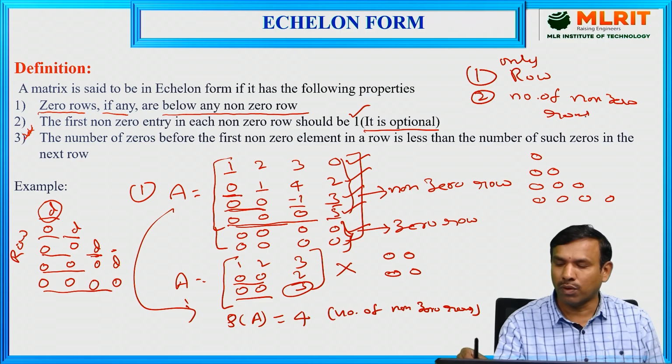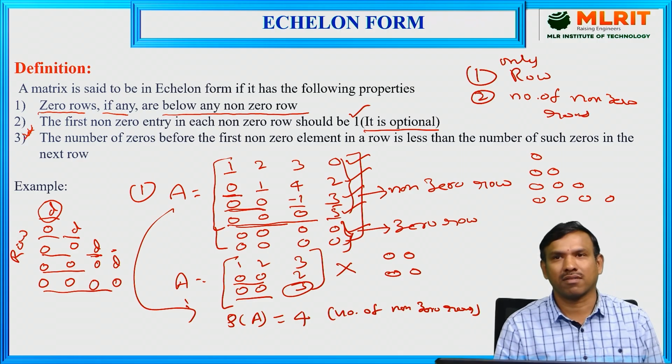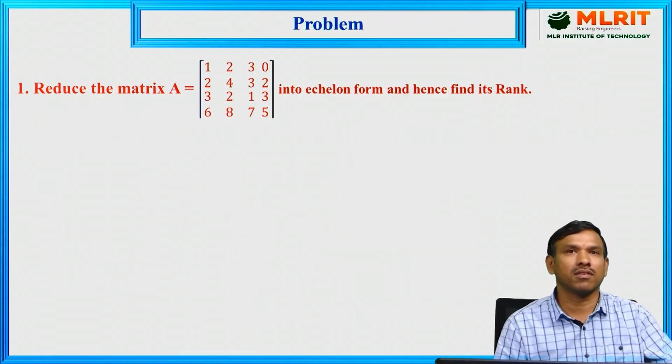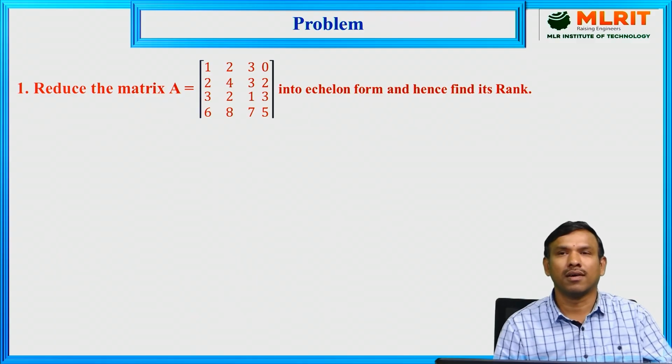Non-zero rows will become the rank of the matrix. So now let us discuss some problems on this one: finding rank using echelon form. Look at the problem.